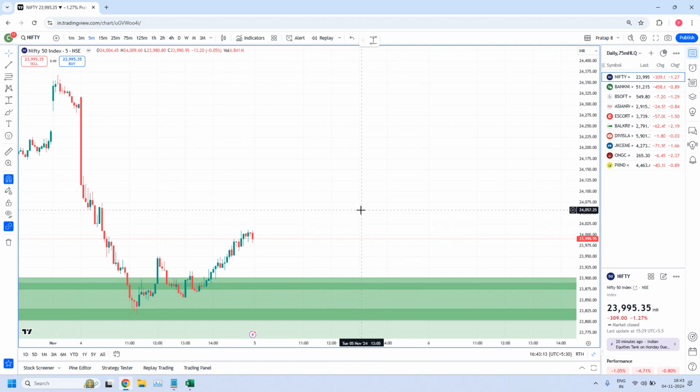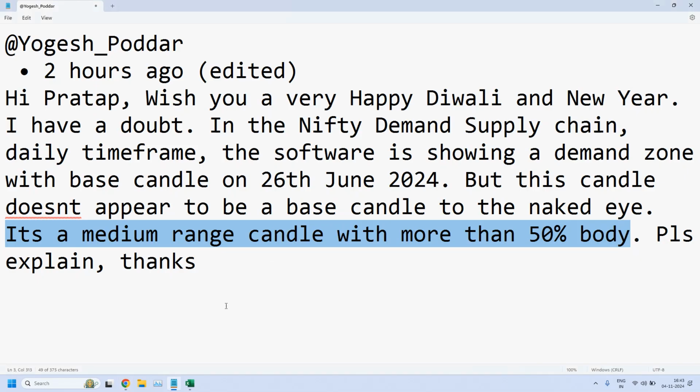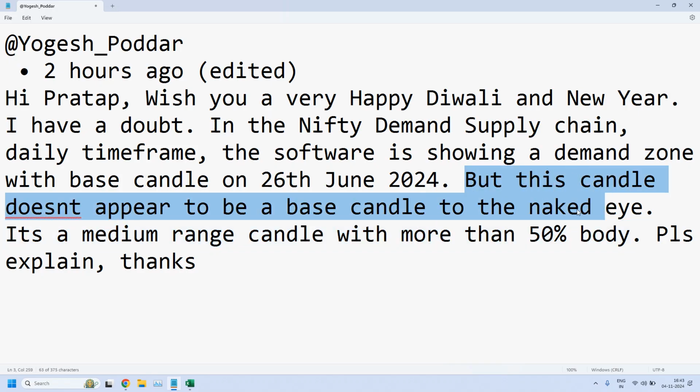What kind of zone? The zone which you don't recognize with your naked eyes. That is what he clearly said. This candle doesn't appear to be a base candle to the naked eye. The zone which doesn't appear to your naked eye worked very well, and it is identified by the software. That's why the software identifies some zones which our naked eye can't identify. That is the power of the software.